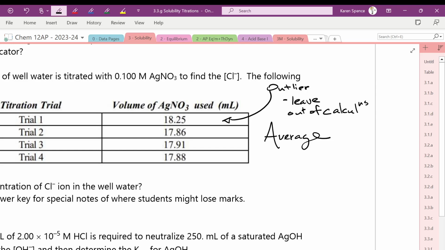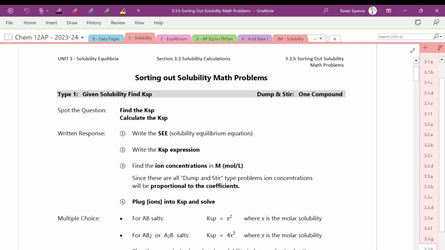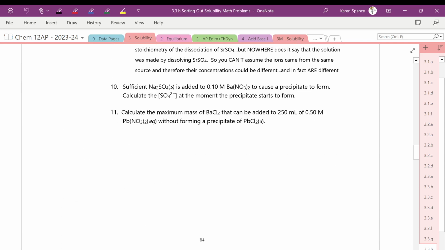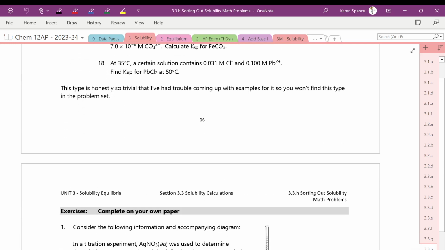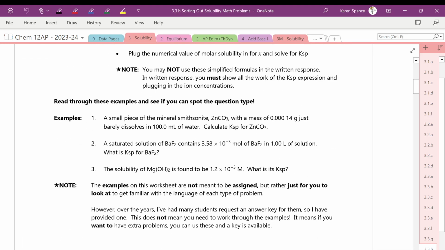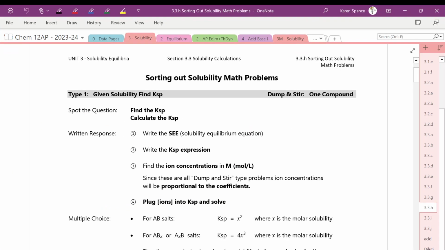So now we have covered all the various types of situations. Now we say, oh my goodness, you have how many types of solubility math problems? 1, 2, 3, 4, 5. And you need to use the right tools in the right places. So let's quickly go to page 92.